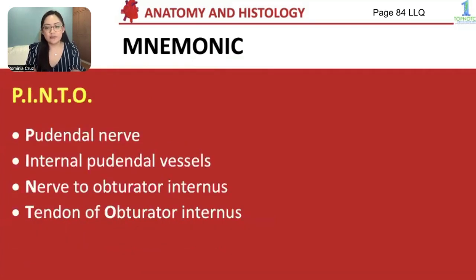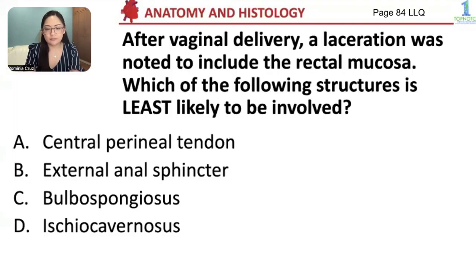While for the lesser foramen, we have pinto. So huwag kayong malilito sa letter N ng snip-nip and ng pinto. Ang nauulit na letter N would be the nerve to the obturator internus. Okay, so ito yung nerve sa pinto. While the other N in snip-nip would be the nerve to the quadratus femoris.